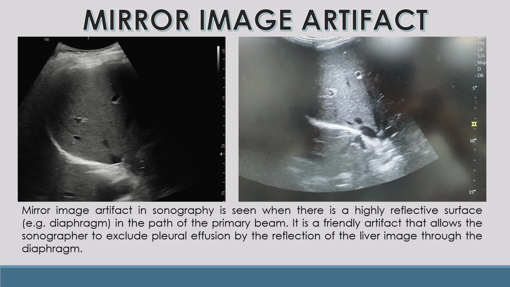The mirror image artifact. Mirror image artifact in sonography is seen when there is a highly reflective surface, for example the diaphragm, in the path of the primary beam. It is a friendly artifact that allows the sonographer to exclude pleural effusion by the reflection of the liver image through the diaphragm, as we can see in both of the above images.